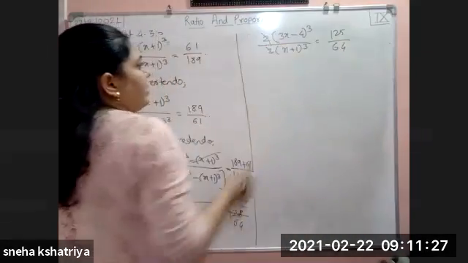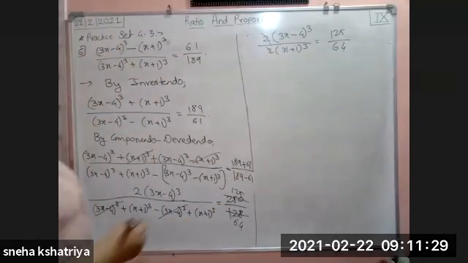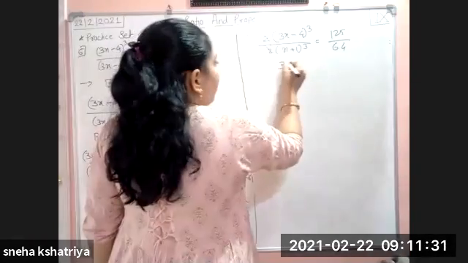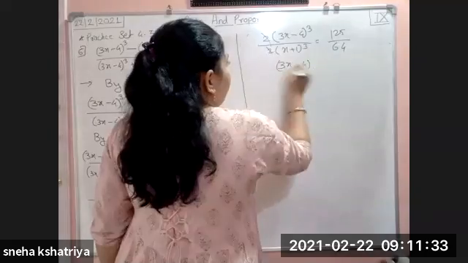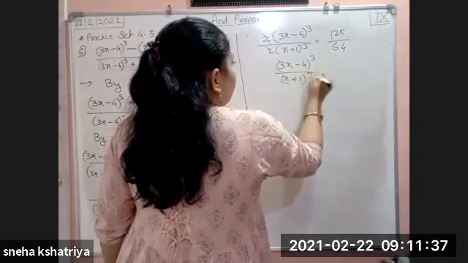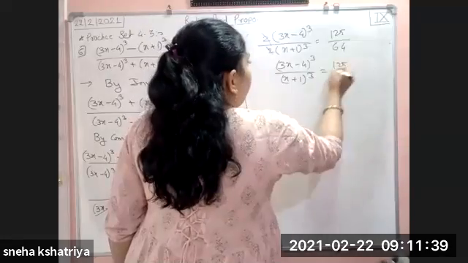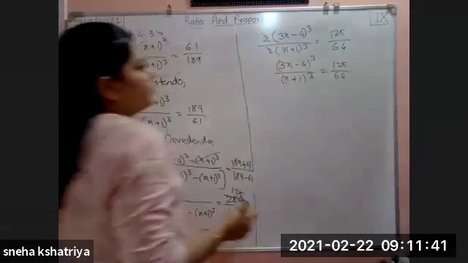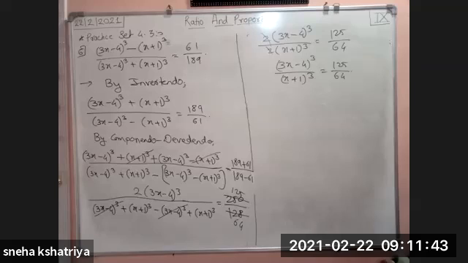And again here at left hand side 2 will get cancelled. So what is remaining? (3x minus 4) bracket cube divided by (x plus 1) bracket cube, which is equal to 125 divided by 64. Again see here, in previous examples we have taken square or square root to solve and find the value of x.